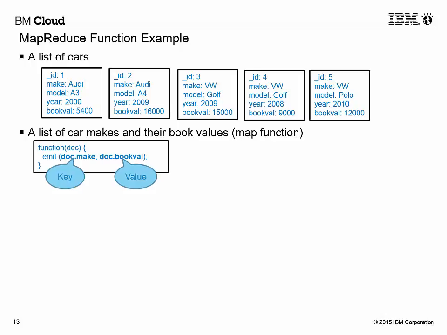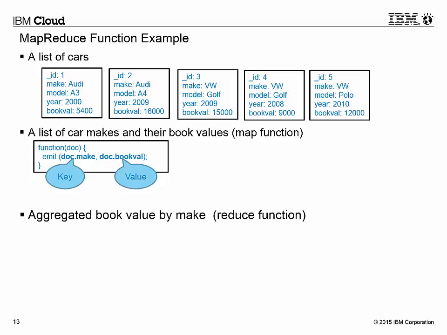And here it is. It's a JavaScript function that gets each document as a parameter, and then it has to do something. So in this case, we're calling emit. And this is what the map function is actually returning. So we're returning the make and the book value. And the first thing that's returned is always the key, and then everything else is considered a value. So in this case, we're creating a list of makes and book values and returning those.